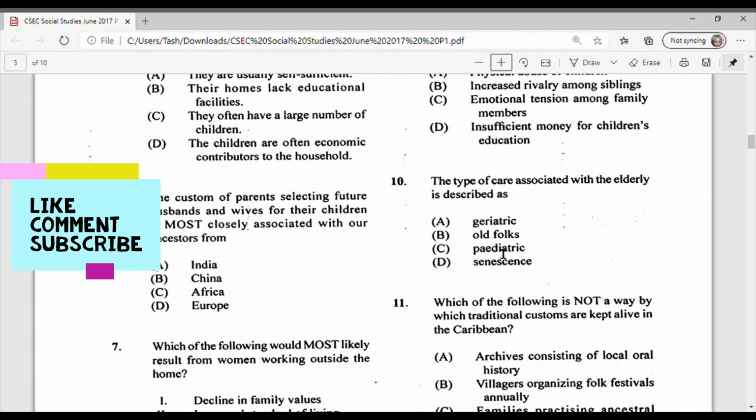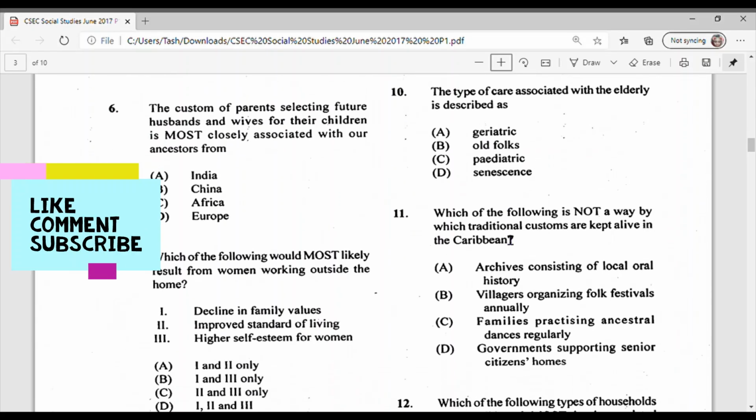Number 10. The type of care associated with elderly is described as geriatric, old folks, pediatric, or senescence. So senescence is a period. Pediatric is relating to children, like pediatrician. Old folks, no. And geriatric care is in relation to caring for elderly persons.